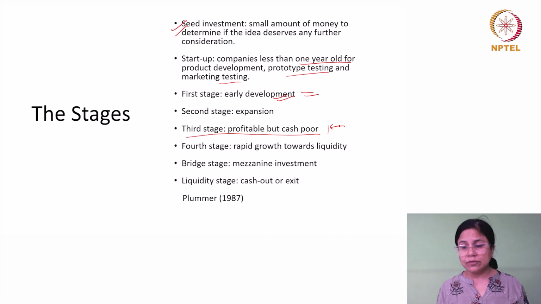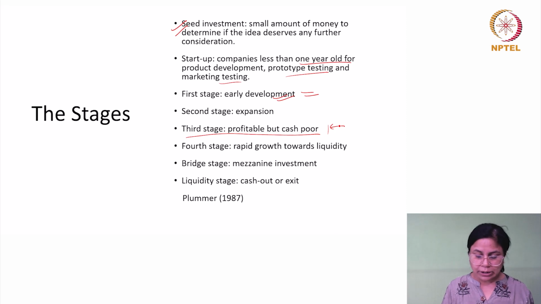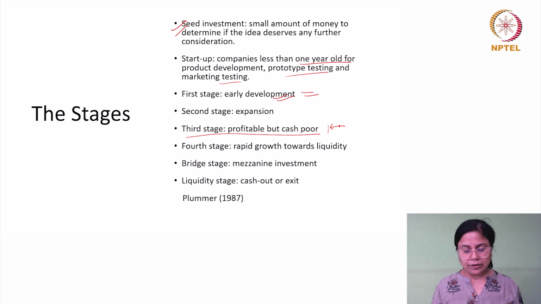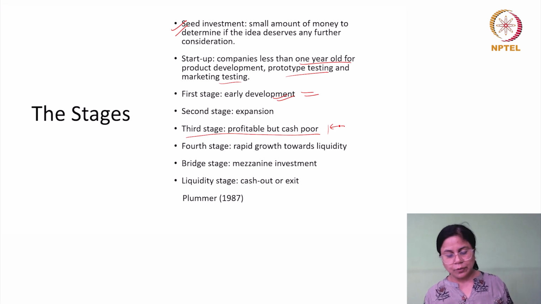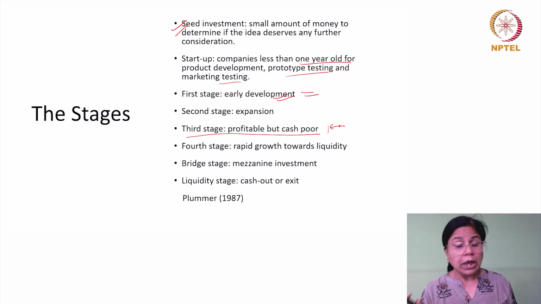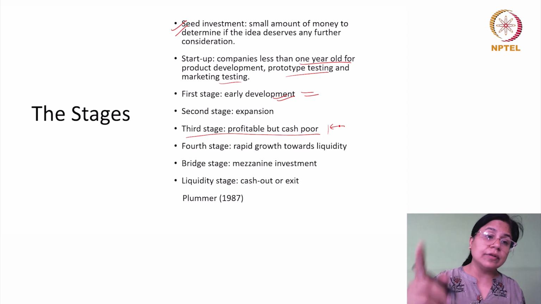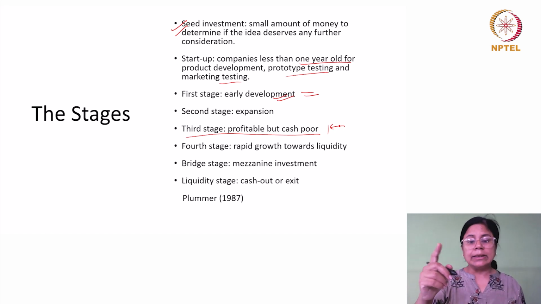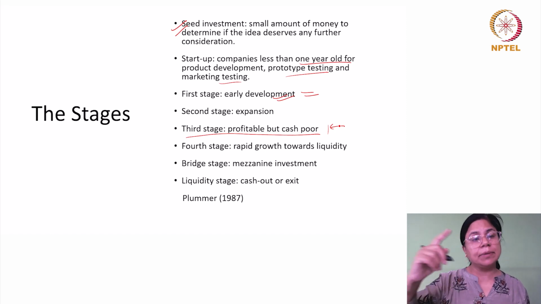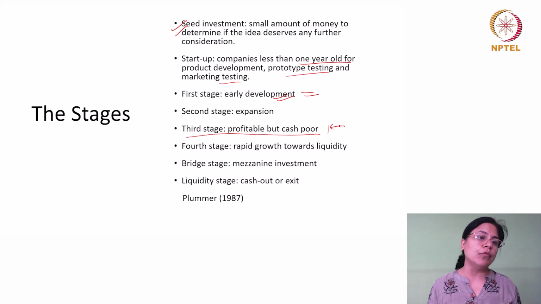Then there could be a fourth stage where you are looking at a very rapid growth towards the liquidity point, and the companies are successful and stable, so that the risk to an outside investor is now much more reduced. Now if the risk to an outside investor is much more reduced, that means there is a possibility that the company is now ready to go for equity participation or for an initial public offer as such.